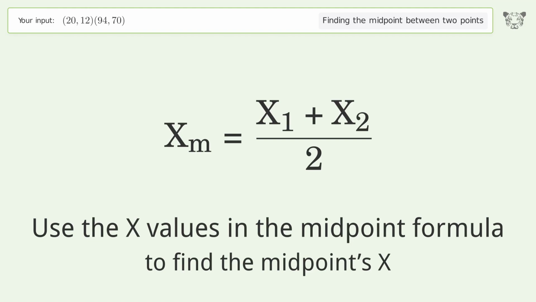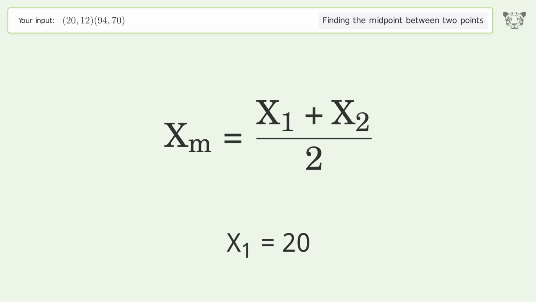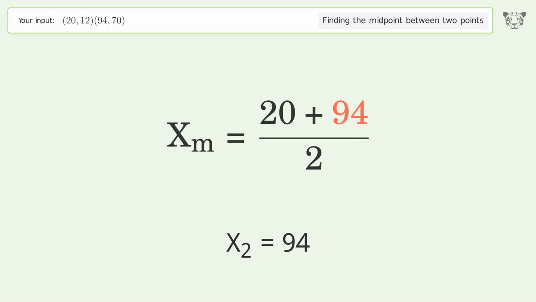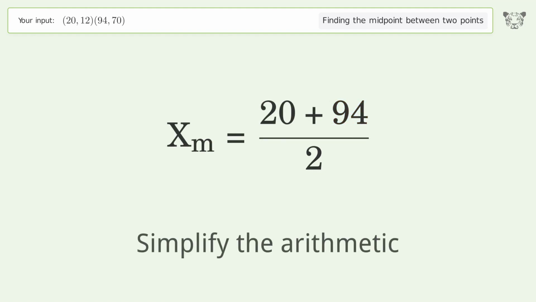Use the x values in the midpoint formula to find the midpoints x. x1 equals 20. x2 equals 94. Simplify the arithmetic.